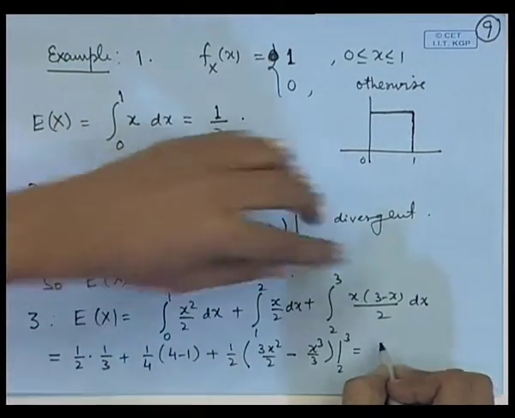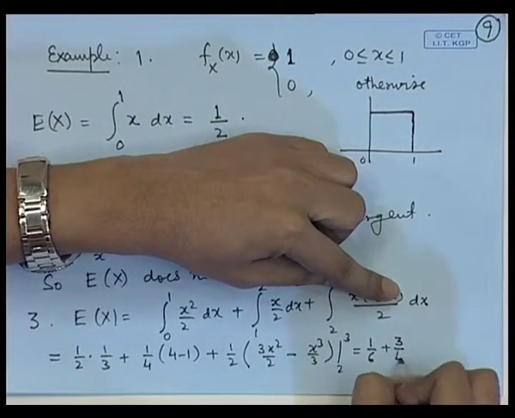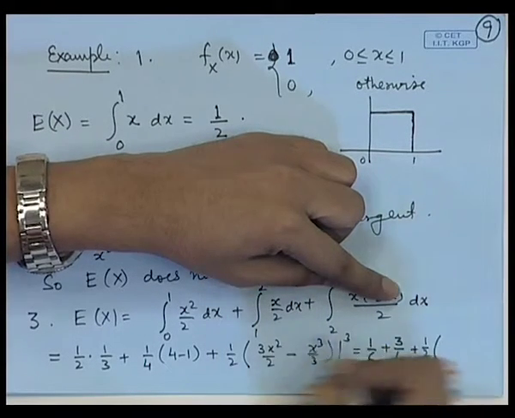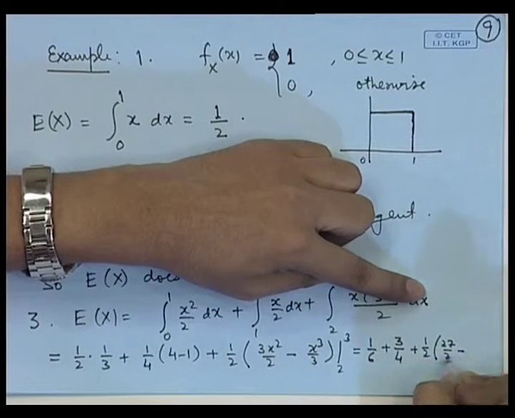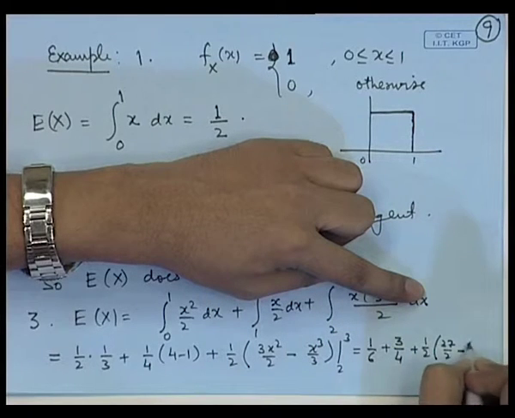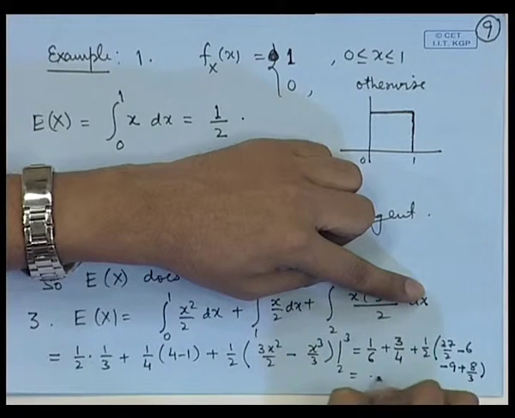So, it is equal to 1 by 6 plus 3 by 4 plus half, the value at this is 27 by 2 minus 6 minus 9 plus 8 by 3, which can be actually simplified.